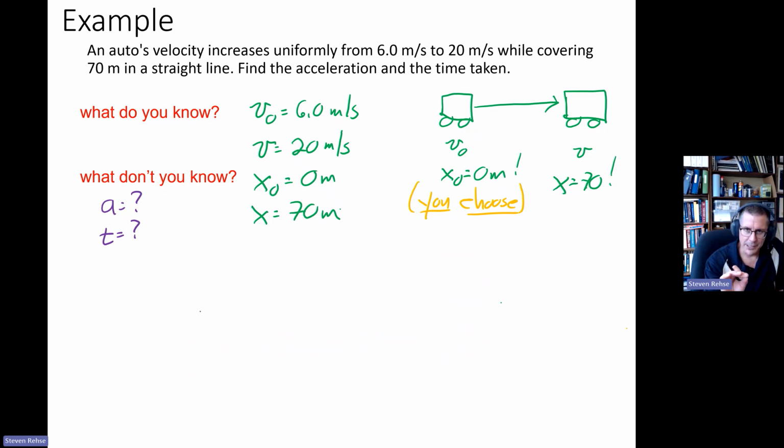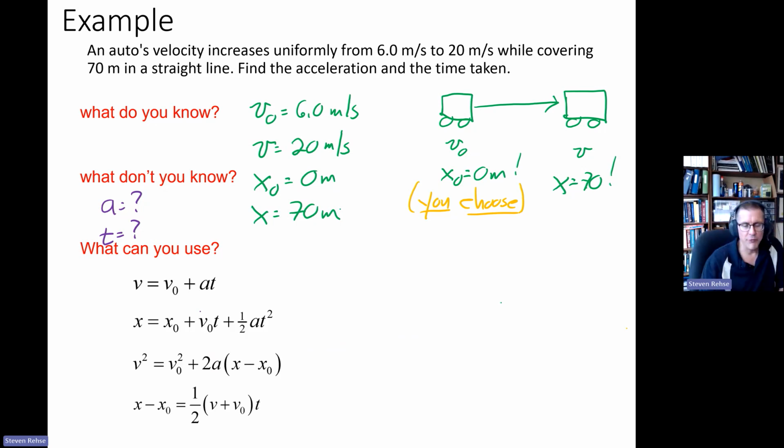I've read the problem carefully. I've drawn a crude sketch, but that's enough for me. I've indicated what I know and I've made a list. I've indicated what I don't know and what I'm looking for. At this stage, I feel ready to look at the equations and ask, which equation can I use?